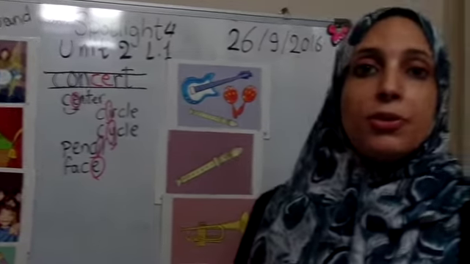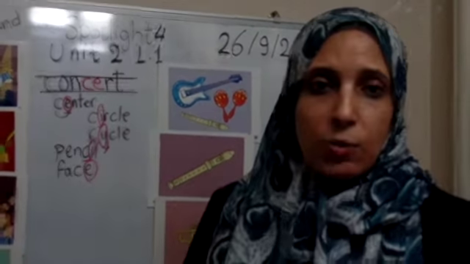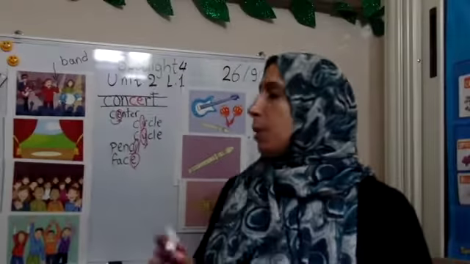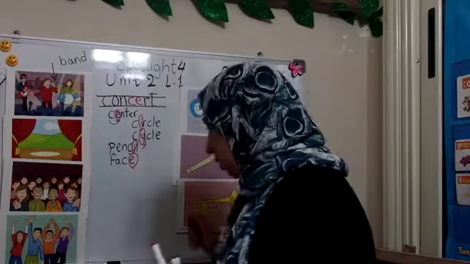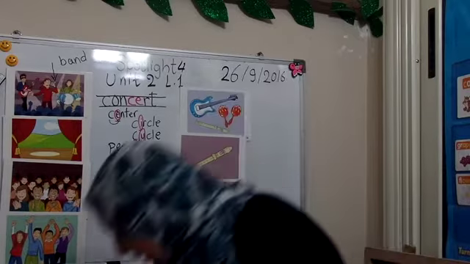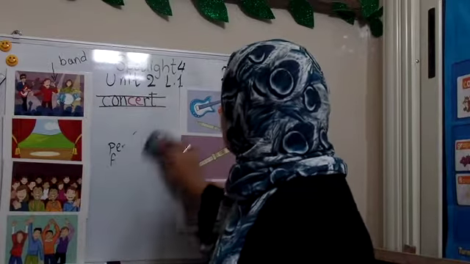We call it soft C. It doesn't say ka as we learned it from KG, but it says sa because it's spelled C plus I equals sa. C plus Y equals sa. C plus E equals sa.